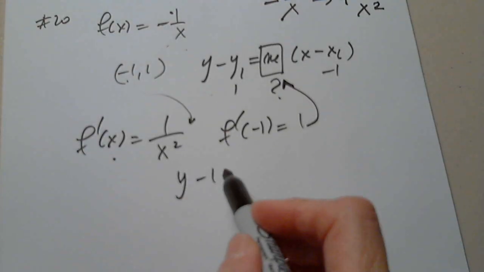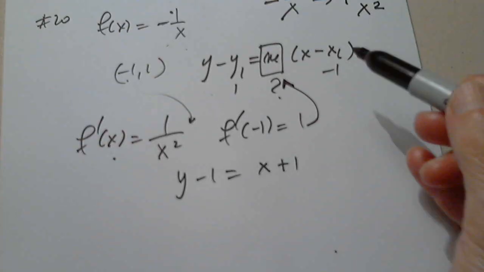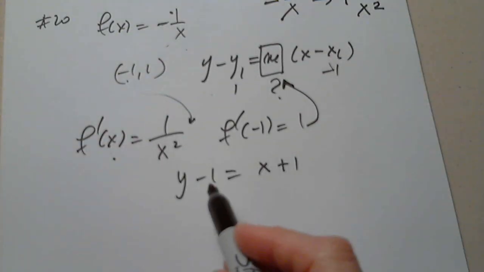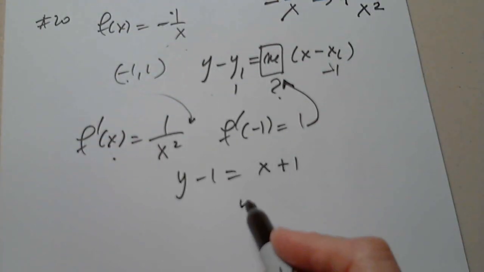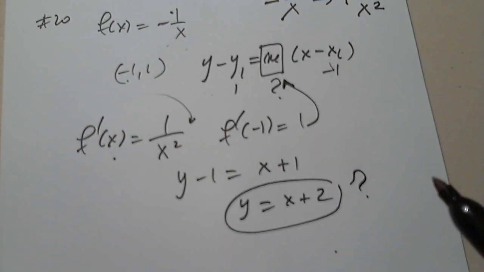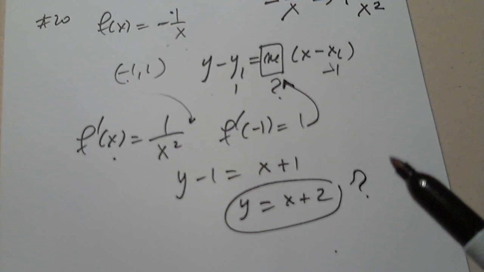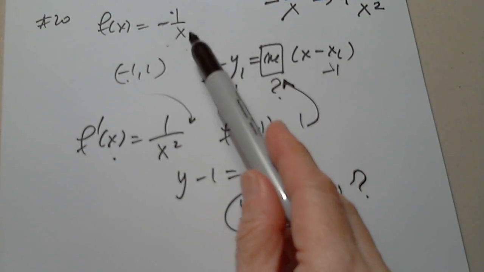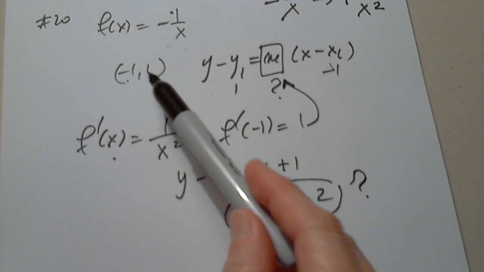So I have y minus 1 equals x plus 1, careful, minus minus. So then I only have to move negative 1. So y equals x plus 2. What is this? This is the equation of the line tangent to the graph of this function at this point.